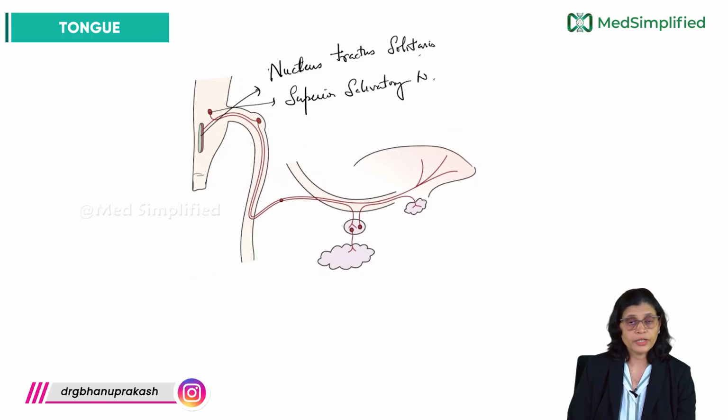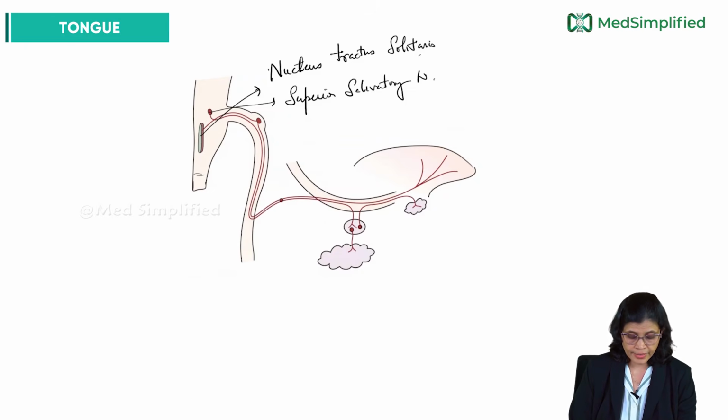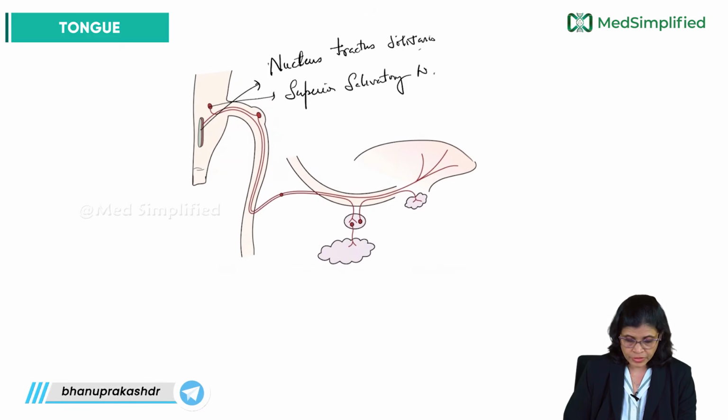So here two nuclei we see in relation to the brainstem, that is the pons and the upper part of the medulla. Here we see the nucleus tractus solitarius as well as the superior salivatory nucleus. From here begin the special visceral afferent fibers, which carry the taste sensations.